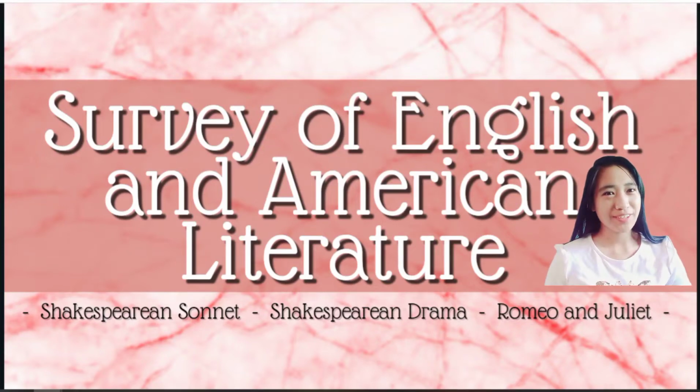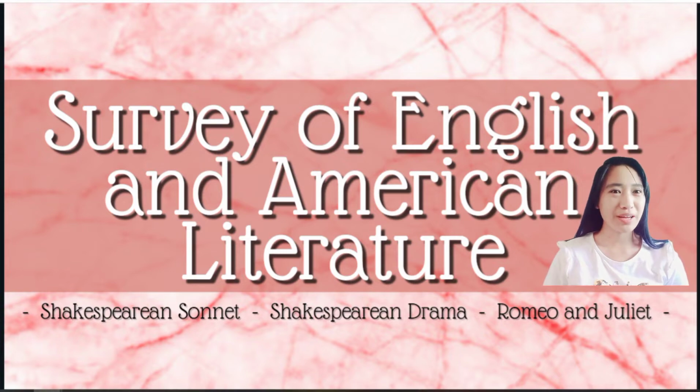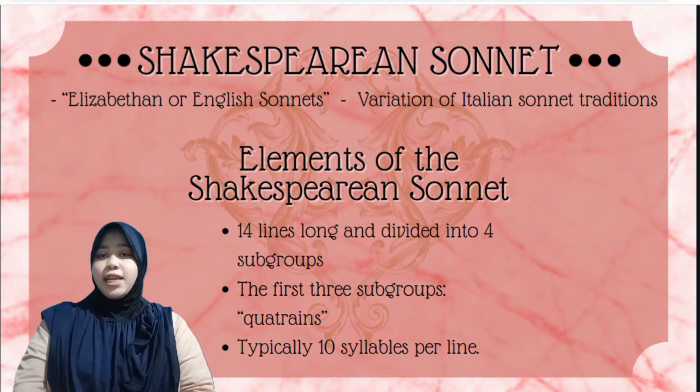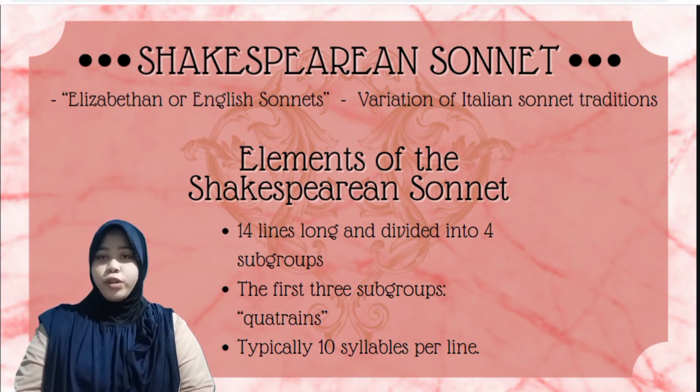Good day, everyone. Our topic for today is about Shakespearean sonnet, Shakespearean drama, and the story of Romeo and Juliet. Shakespearean sonnet, also known as the Elizabethan or English sonnet, is a variation of the Italian sonnet tradition. The form evolved in England during and around the time of the Elizabethan era.